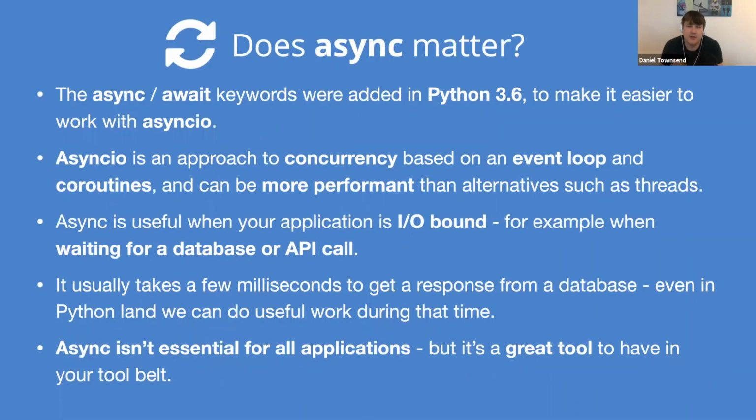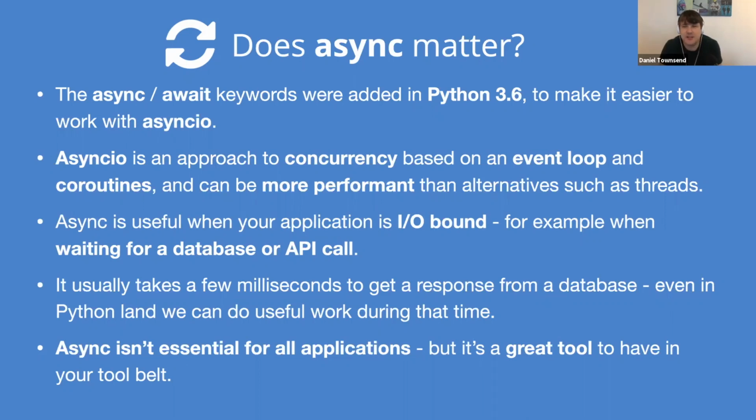And so let's talk about, does async matter? Asyncio was added in Python 3.5, but it was quite difficult at first. It didn't have support for async and await, and that was added in Python 3.6. I think that really unlocked it for the community and made it much easier to use. Asyncio is an approach to concurrency based on an event loop and coroutines. When you use the await keyword, Python will pause that coroutine and resume another coroutine. So rather than using threads and relying on the operating system to manage the concurrency for you, you can just let the event loop do it.